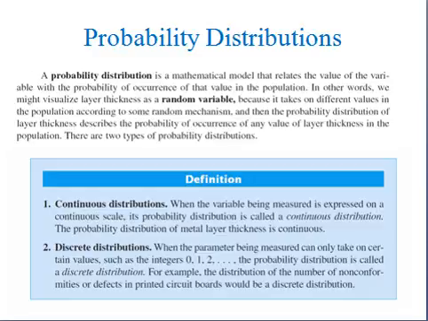A continuous distribution: when the variable being measured is expressed on a continuous scale, its probability distribution is called a continuous distribution. So the probability distribution of a metal layer thickness is continuous, and in that we will be talking about continuous random variables.